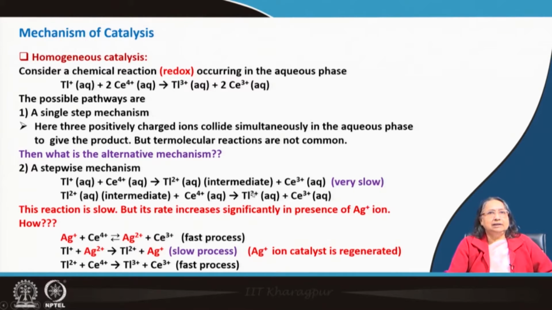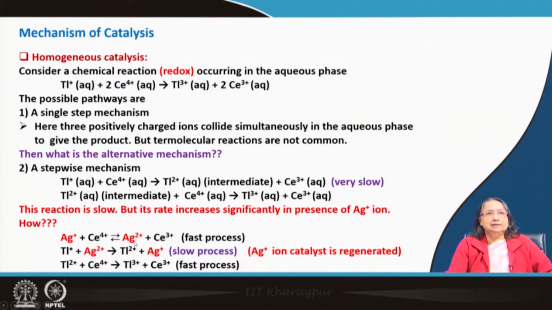Now, if we add silver plus ion here, and we think of the mechanism in this way, then we will see that the reaction becomes faster, at least much faster than this one. What is happening if the silver plus ion is added? This is a fast process, this is the reaction, and then silver 2 plus is produced and cerium 3 plus is produced.